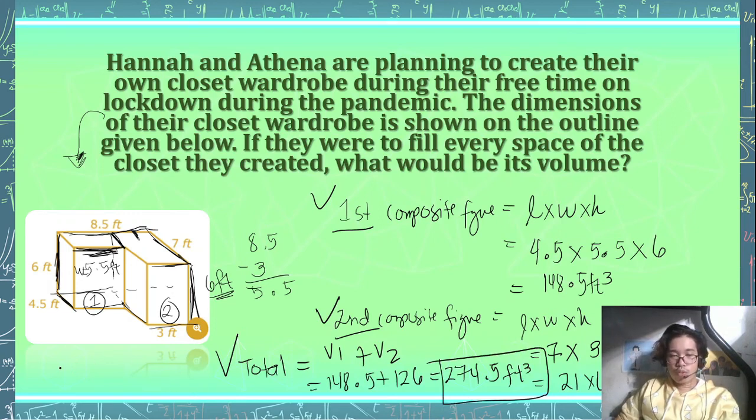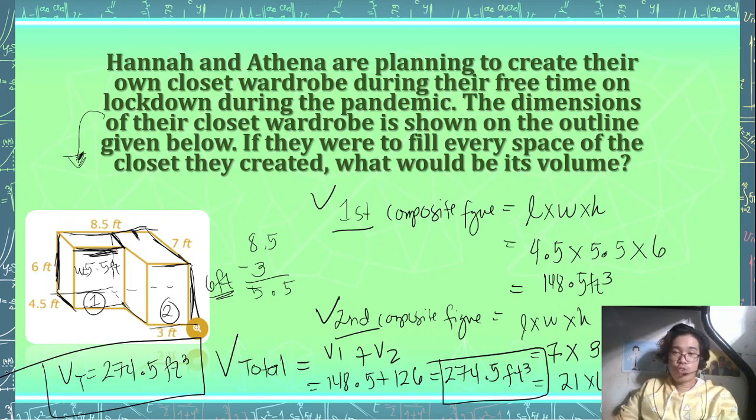The total volume of the wardrobe is equal to 274.5 cubic feet. And that's how we solved our volume problem.